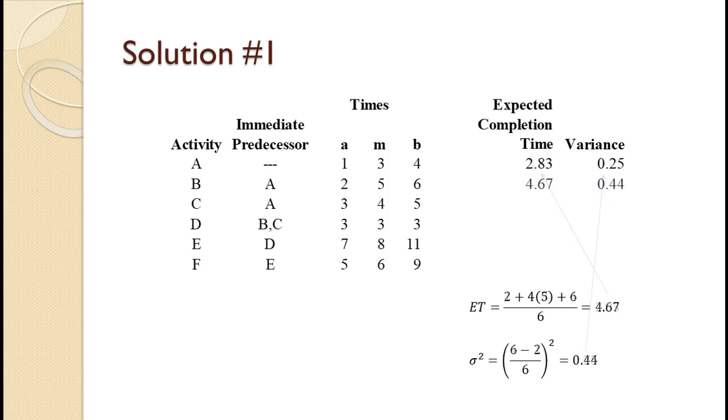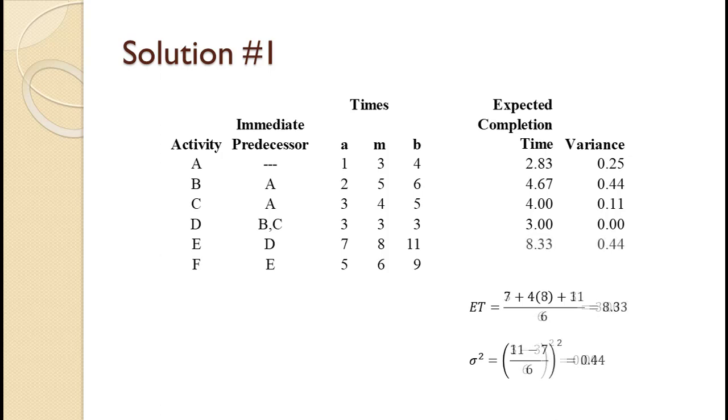The expected completion time for activity B is 2 plus 4 times 5 plus 6, quantity divided by 6, equals 4.67. The variance is 6 minus 2 divided by 6, quantity squared, equals 0.44. The expected completion time for activity C is 4.00 with a variance of 0.11. Note that activity D has the same value for all 3 time estimates. This would be an activity like shipping parts across country or waiting on a permit where no variability is expected. It has an expected completion time of 3.00 and 0 variance.